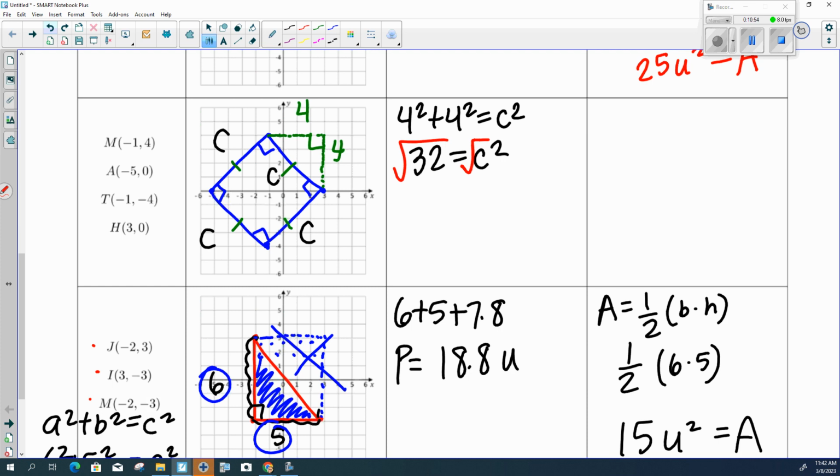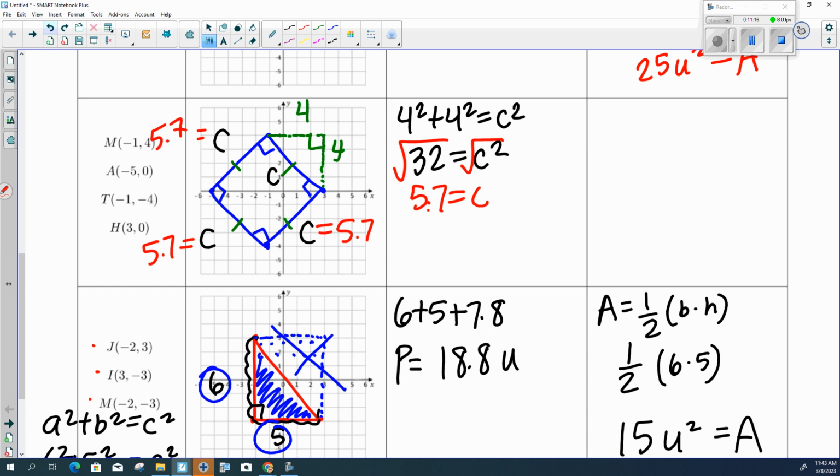Kind of the tricky part, finding that square root of the 32. Okay, we are not done. That is not the perimeter. It's C.